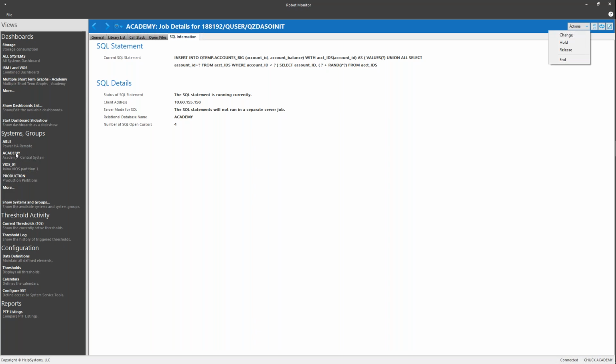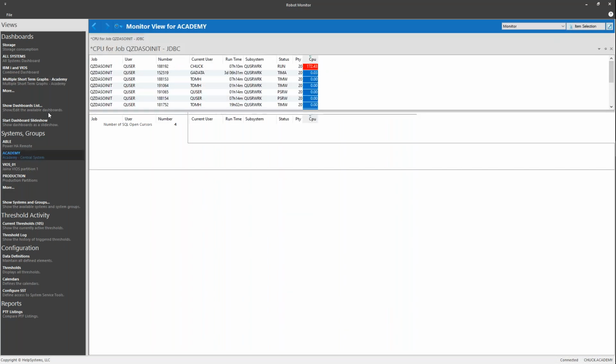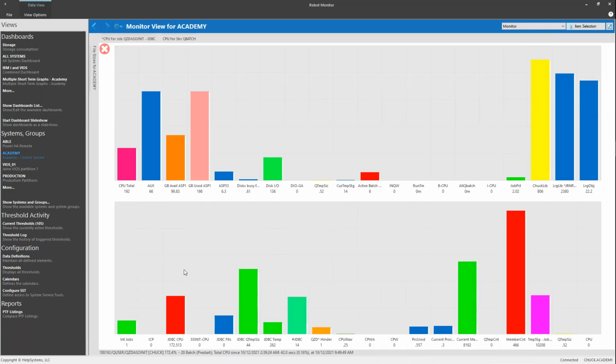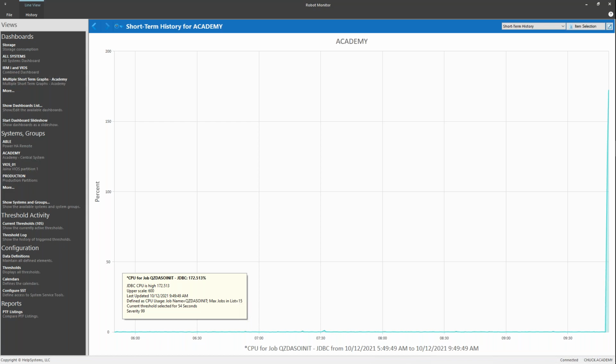All right. So let's go back to the single system view again. Now, this is what my JDBC workload currently is. If I double click on it, it's going to tell me, well, here's where you've been, and here's where you currently are in terms of my JDBC workload. Any workload can be monitored like this.